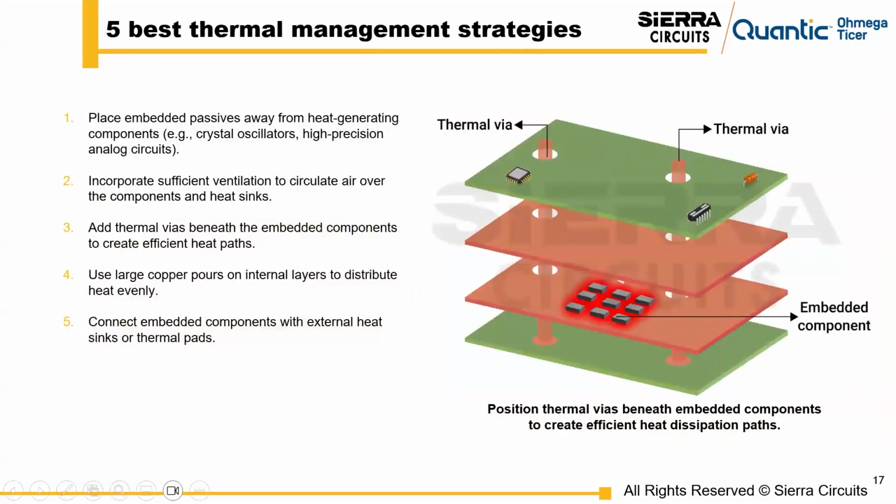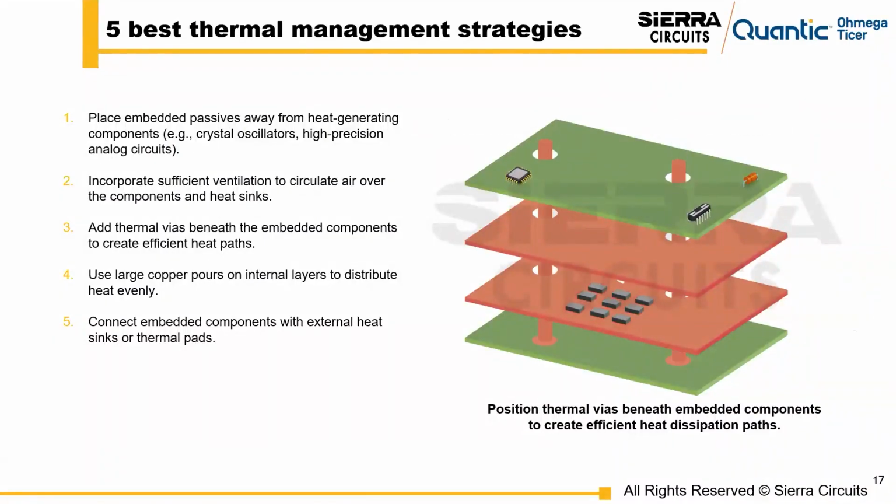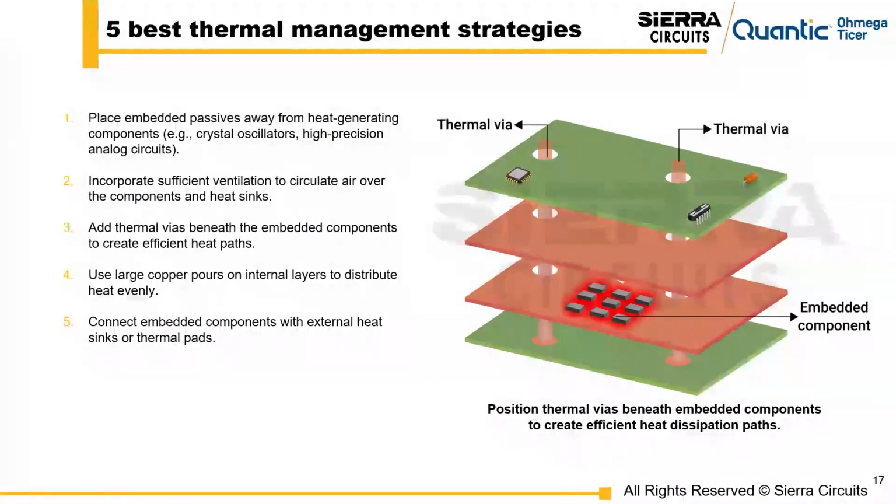Okay, I just have a couple more slides before I pass it over to John. So some thermal management strategies you definitely need to think about, thermal relief, and so you want to position your embedded passives away from heat generating components. You want to add thermal vias as good general practice. Copper pours are also good to distribute heat. And you can, of course, use heat sinks, which is a very common practice.